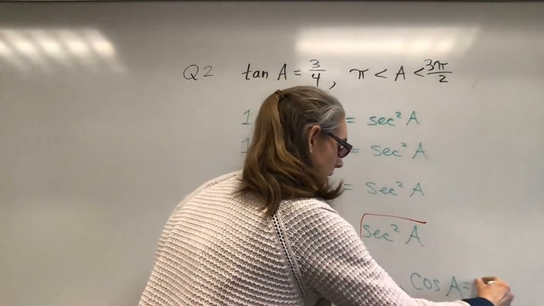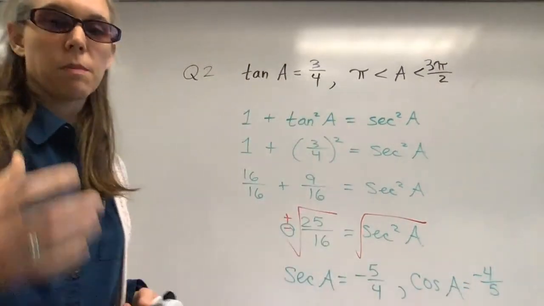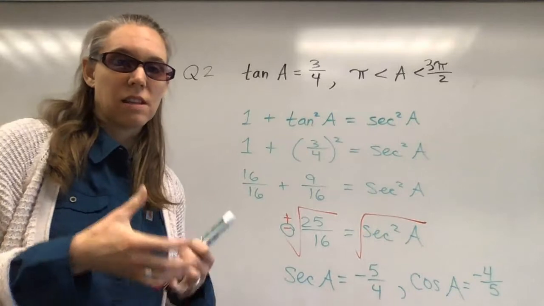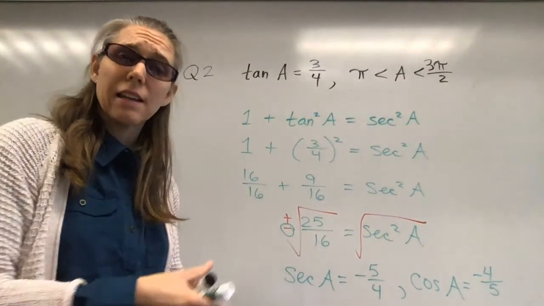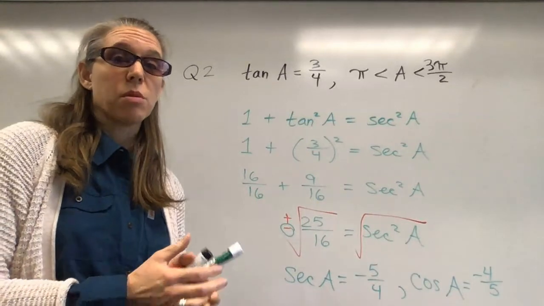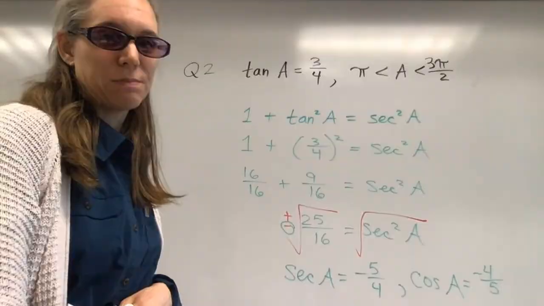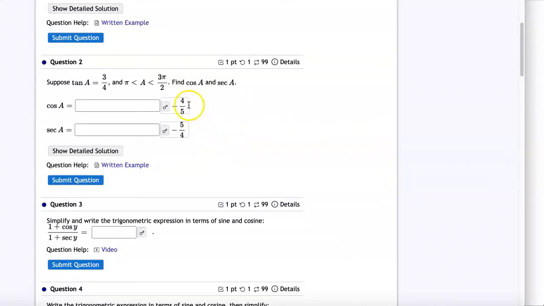Cosine of A is negative 4/5. Again, the purpose of this exercise is to just get in there and use the identities and become more and more comfortable with the identities, because we will be spending a lot of time with them in the coming lessons. So back to the screen, here are the answers that we arrived at.